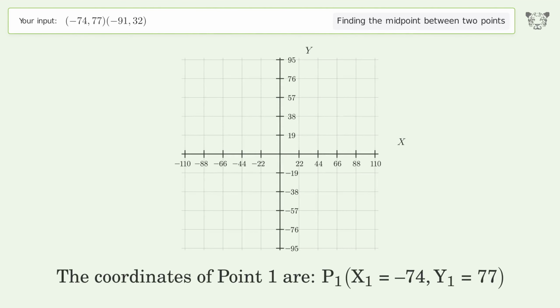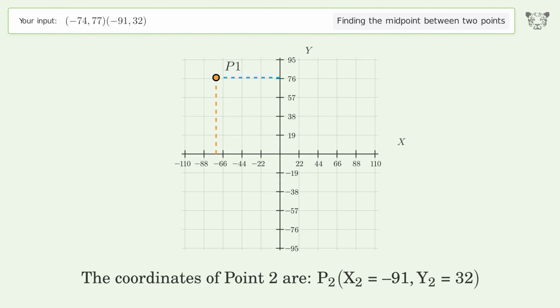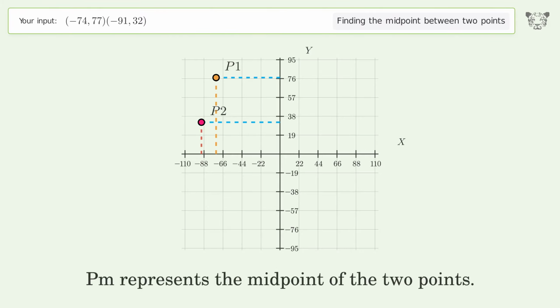The coordinates of point 1 are, x1 equals negative 74, y1 equals 77. The coordinates of point 2 are, x2 equals negative 91, y2 equals 32. PM represents the midpoint of the 2 points.